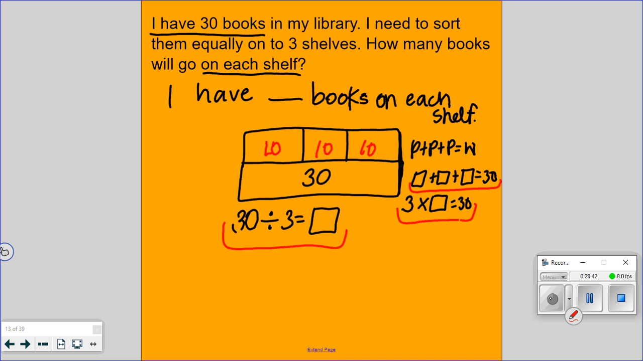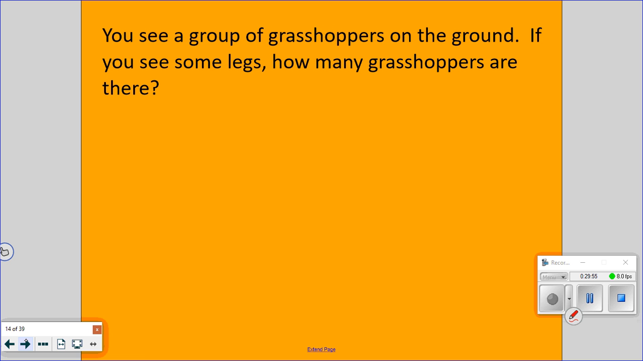We're going to use bar models a lot. I want to challenge you today to try and use a bar model. It's okay if you don't get it right. We're going to do a task. This task, you're not going to write anything down yet. It's about a group of grasshoppers.